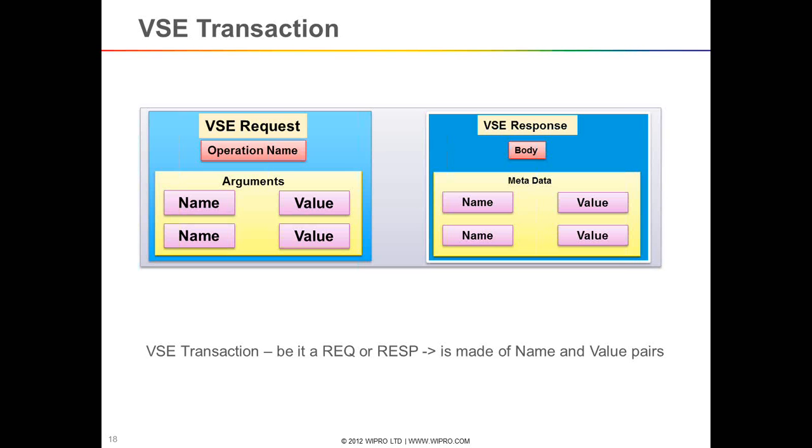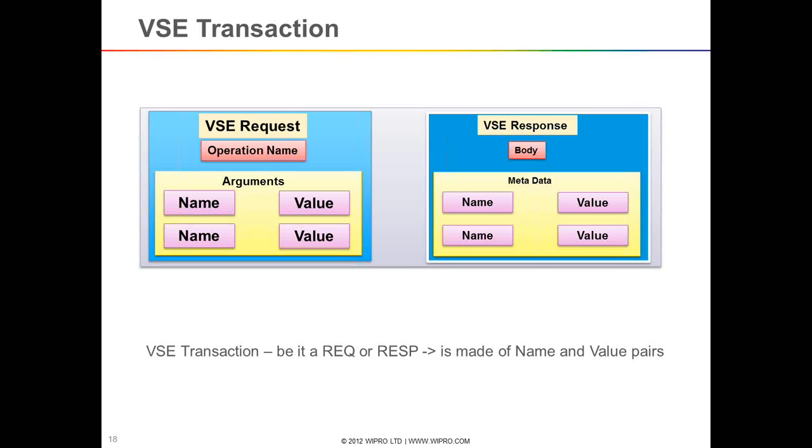Now, how does a response look? A response will definitely have its body, and it might also have metadata, which is a name value combination. So it's a pretty straightforward understanding of what a request response means. The collection of all this is going to be in the VSI, Virtual Service Image.